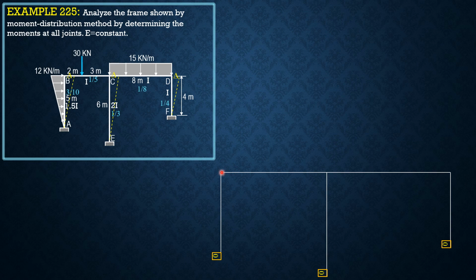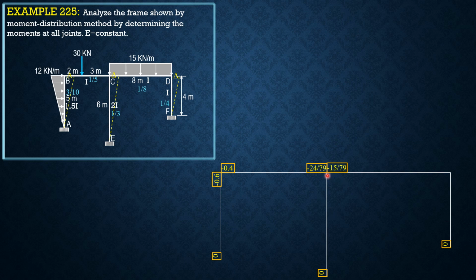So therefore, the distribution factor of BA is negative 3/10 divided by 3/10 plus 1/5, and that is negative 0.6. So this should be negative 0.4 distribution factor of BC. For CB, it is negative 1/5 divided by 1/5 plus 1/8 plus 1/3, so that's negative 24 over 79. For CD, it is negative 1/8 divided by 1/5 plus 1/8 plus 1/3, so negative 15 over 79.